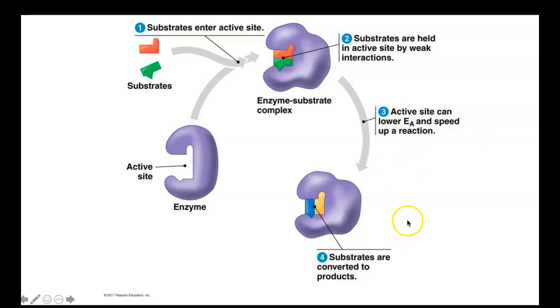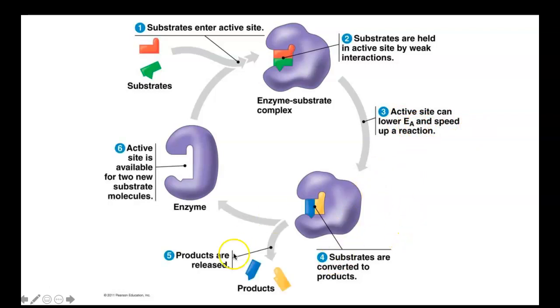Step 4, the substrates are converted into product. Step 5, the products are released. And step 6, the active site is now available for new substrates to come in. You're going to need to write down all 6 of those steps. So pause the video if you need to, because I'm moving on.